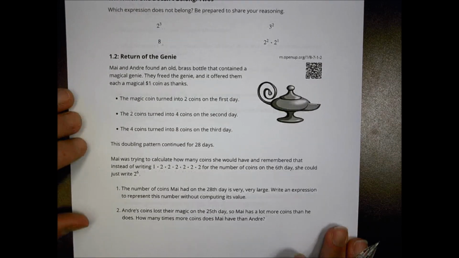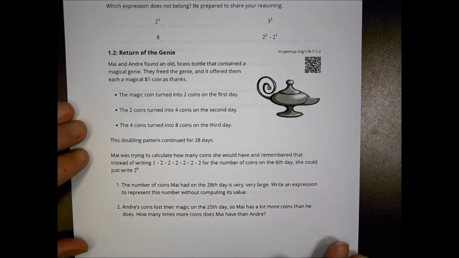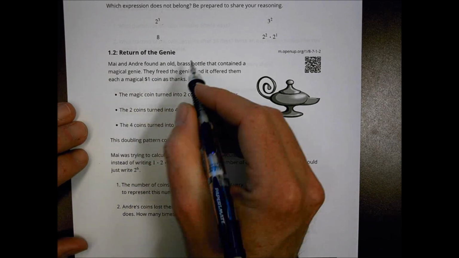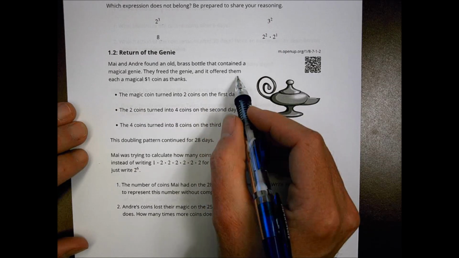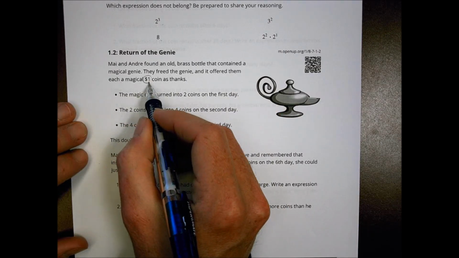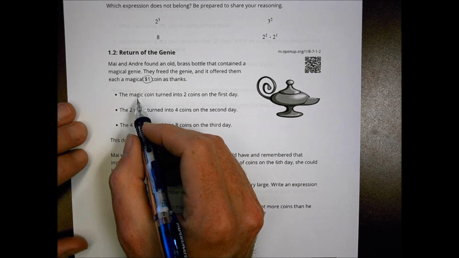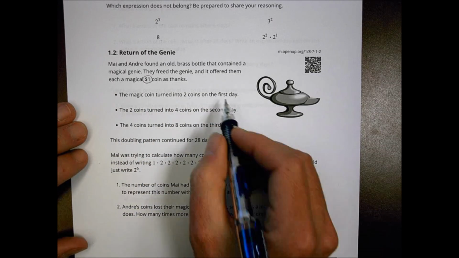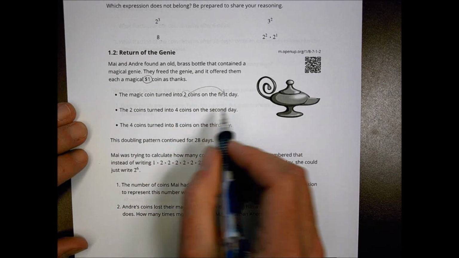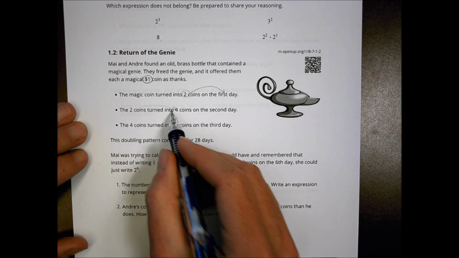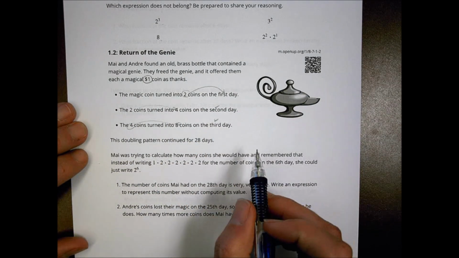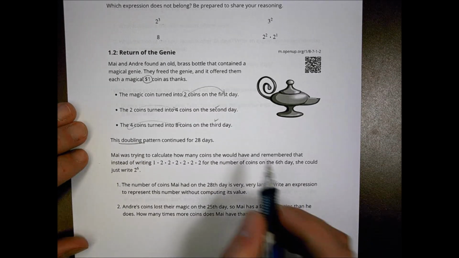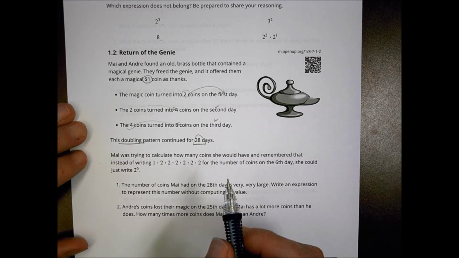Activity number 2 is called Return of the Genie. It says, May and Andre found an old brass bottle that contained a magical genie. They freed the genie and offered them each a magical $1 coin as thanks. The magic coin turned into 2 coins on the first day. So we had 2 coins on the first day, 2 coins into 4 coins on the second day, and then 4 coins to 8 on the third day. This doubling pattern continued for 28 days.